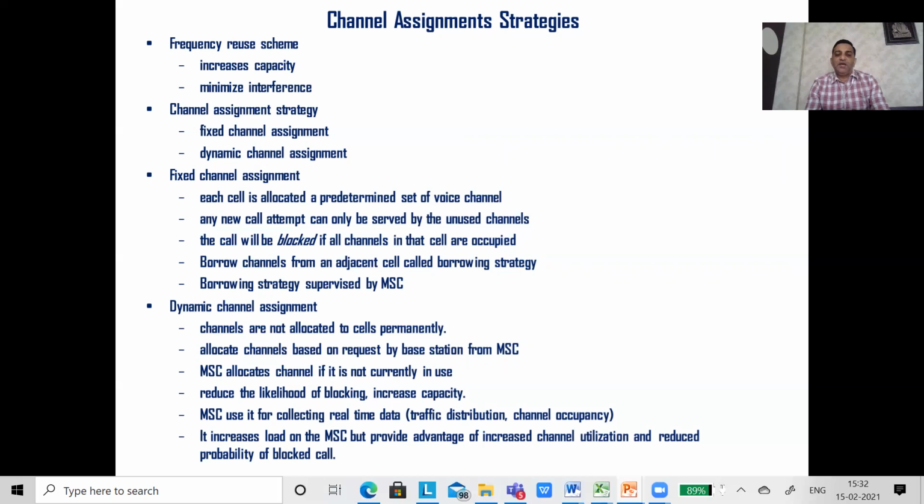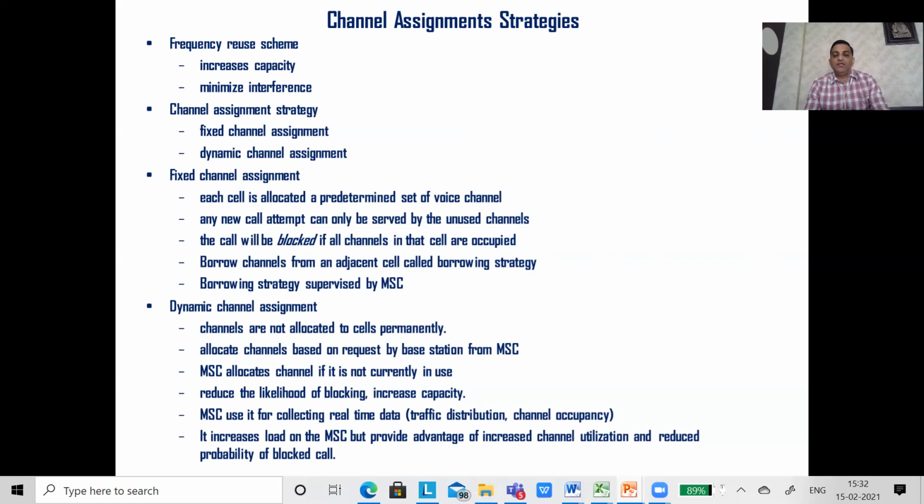While in dynamic channel assignment, channels are not allocated to a cell permanently. Channels are allocated based on a request by the base station to the MSC. So MSC and base station communication is very important in dynamic channel assignment strategies. MSC allocates a channel if it is not currently in use.